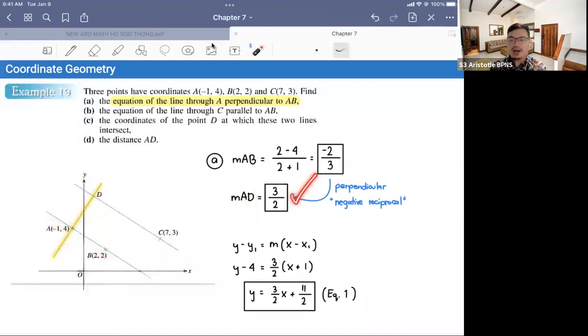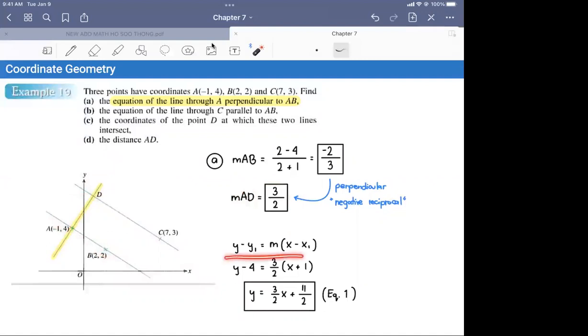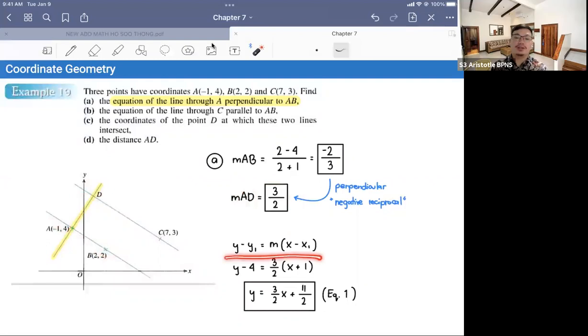Now we have our gradient for this line. So what do we need to do next? We need to find the equation of the line by using this formula: y minus y sub 1 equals m times x minus x sub 1. Substituting m here and using point A, negative 1 and 4, you substitute all the values and you'll end up with y equals 3 over 2 x plus 11 over 2. So that is the equation of this line. Any question, class, for letter A?